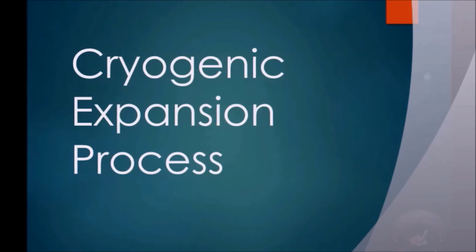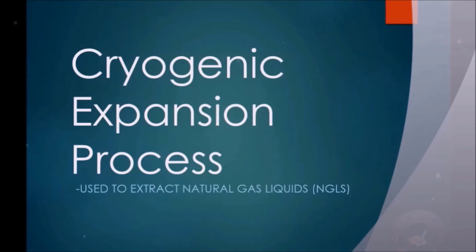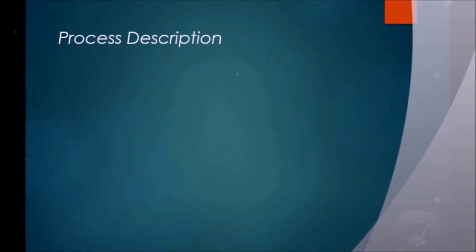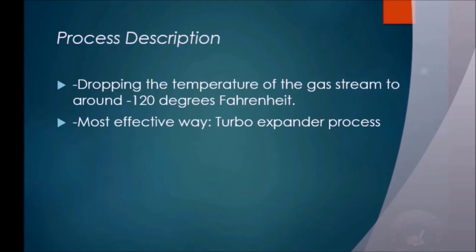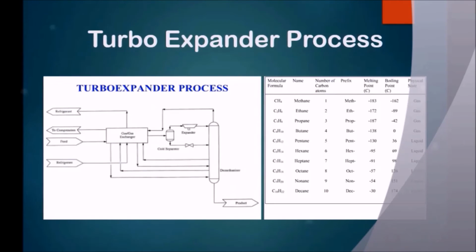Hi, I'm going to briefly explain the cryogenic expansion process. Cryogenic separation is a processing operation commonly used to extract natural gas liquid from raw natural gas. Essentially, cryogenic processes consist of dropping the temperature of the gas stream to around -120 degrees Celsius, or -184 degrees Fahrenheit. There are a number of different ways of chilling the gas to these temperatures, but one of the most effective is known as the turbo expansion process.